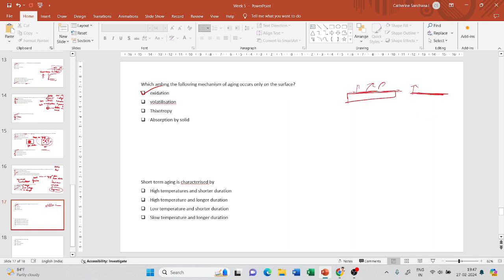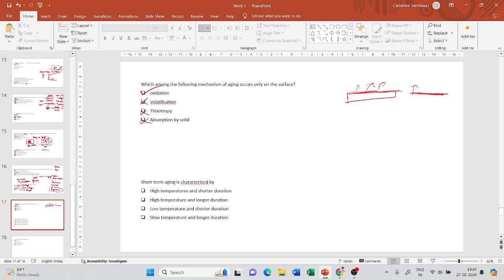Volatilization, it happens throughout, like even in the depth, not only on the surface. Thixotropy is not a mechanism of aging, so I don't think it even comes here. Adsorption by solid, you mix bitumen, right? So in that case, it does not happen on the surface, okay, unlike oxidation.